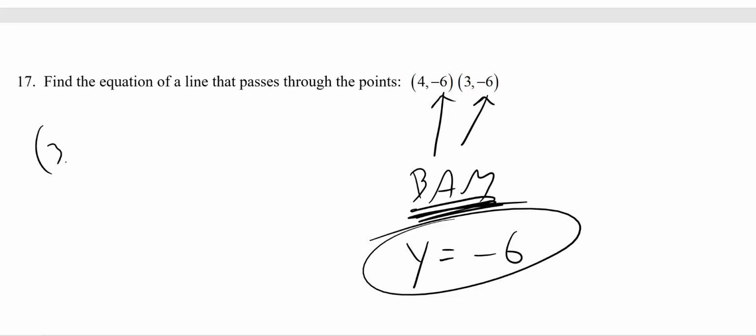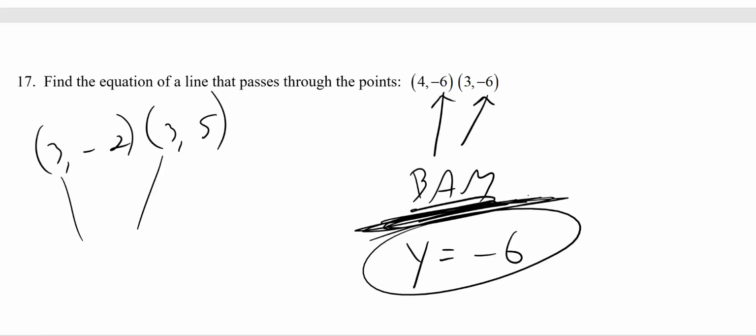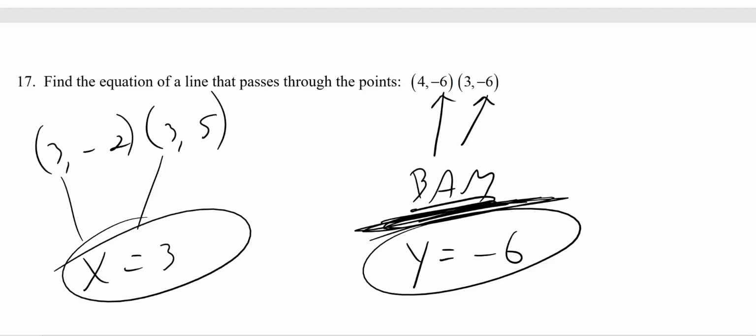Okay, let me just write something else here. If I said 3, negative 2 and 3, comma 5, you should look and go, oh, geez, this is another band problem. And you should say, oh, x equals 3. And you're done with the problem. Okay? So look for those. Obviously, if it's not a band problem, then you have to do like you did on number 16, where you actually figure out the slope and then the value of b. Okay? But band problems are really fast.